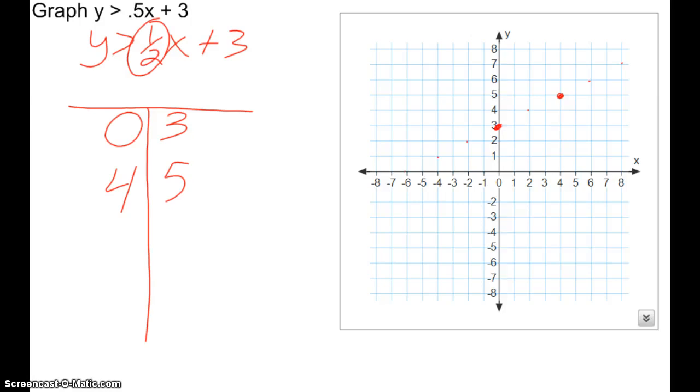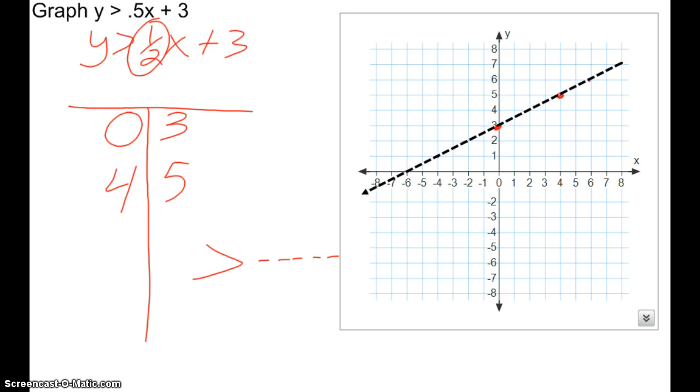Now, dashed or solid. Because it is strictly greater than, it will be a dashed line. Now, let's see if we can find a better dashed line that's actually a line. Oh, yeah, much better. Okay, now that's arrow going in both directions.